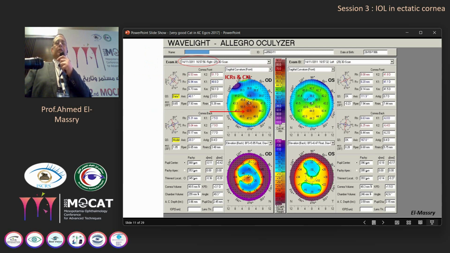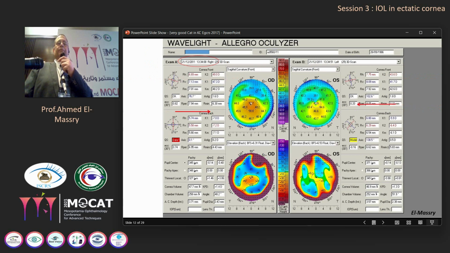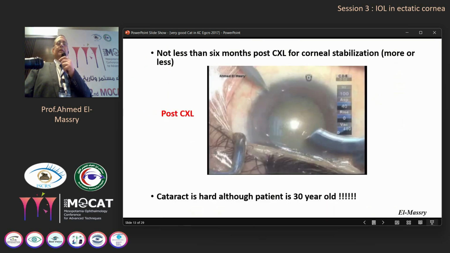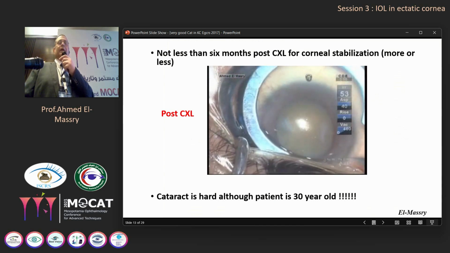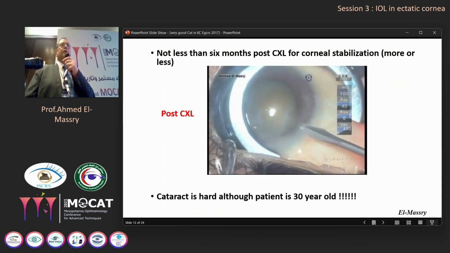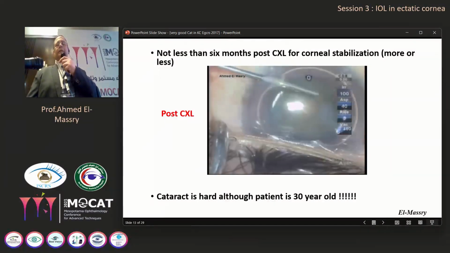This is an example of a patient who had advanced keratoconus in one eye, and the other eye we did cross-linking, so we did rings and cross-linking for him. And of course, there's a marked improvement after the rings, and we depend on this case to do the cataract. Astonishingly, after cross-linking, the cataract is a little bit hard. This is a 35-year-old male who had cross-linking.